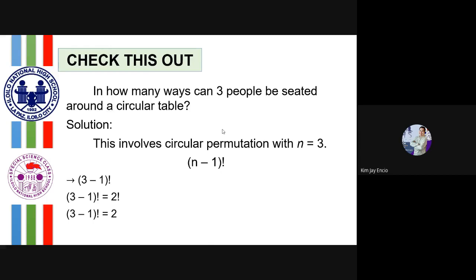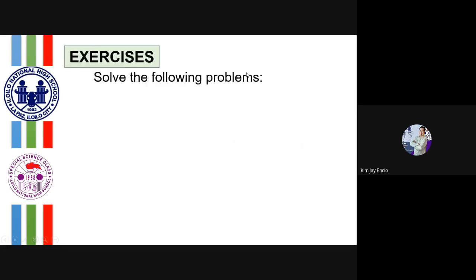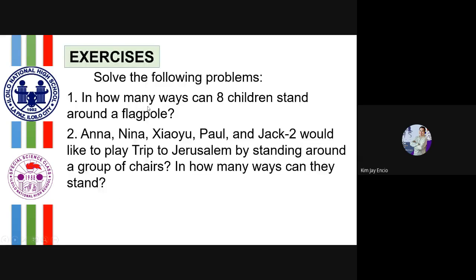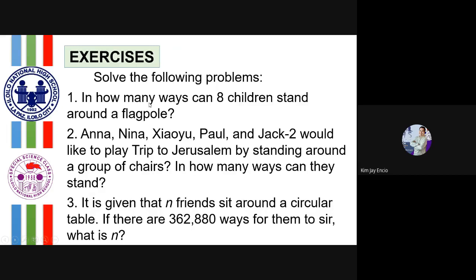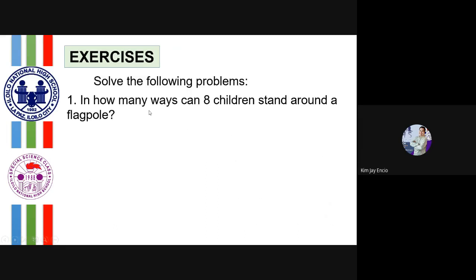All right. Now, let's solve the following problems involving circular permutation. In how many ways can 8 children stand around a flagpole? So still, again, around a flagpole. So this involves circular permutation.